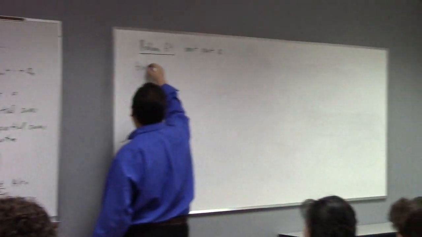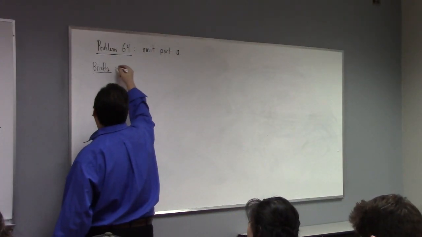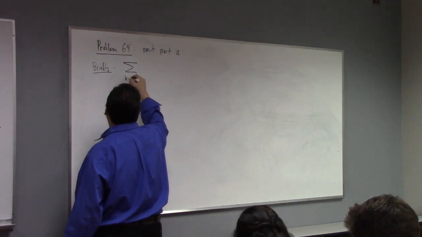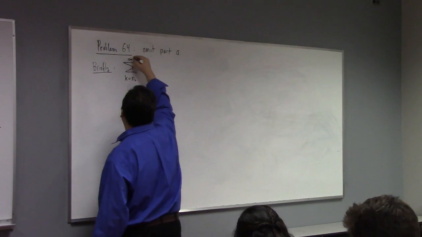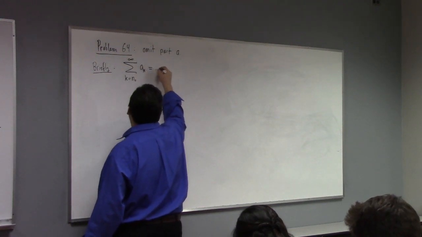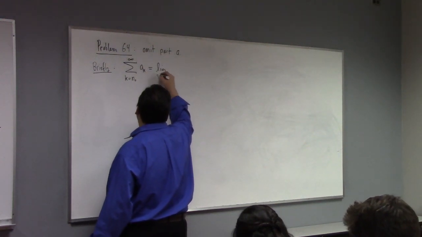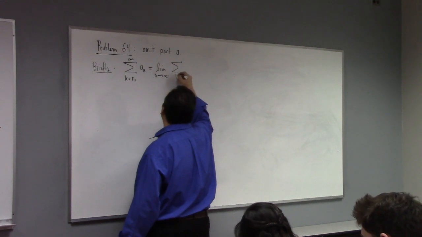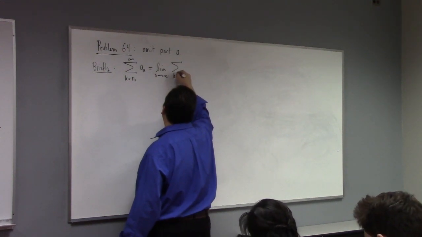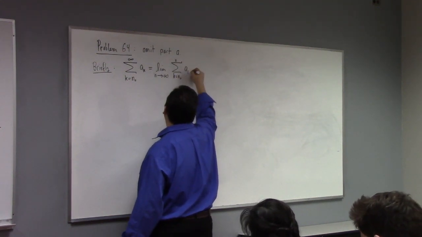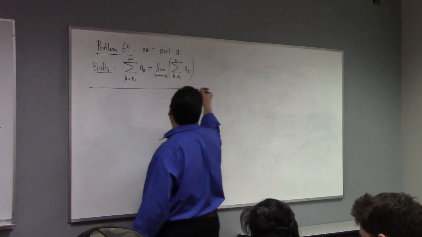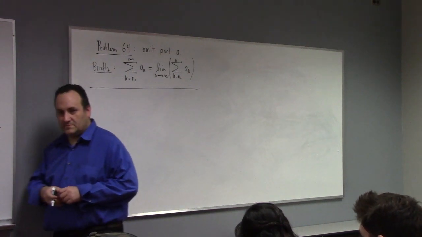Briefly, the sum k equals n naught to infinity of a sub k is equal to the limit as n goes to infinity of the sum k equals n naught to n of a sub k. This is the definition of a series.